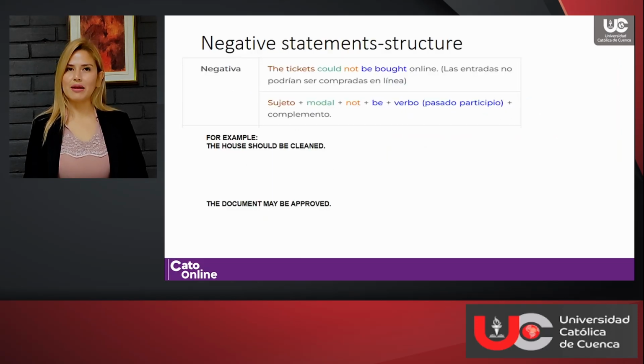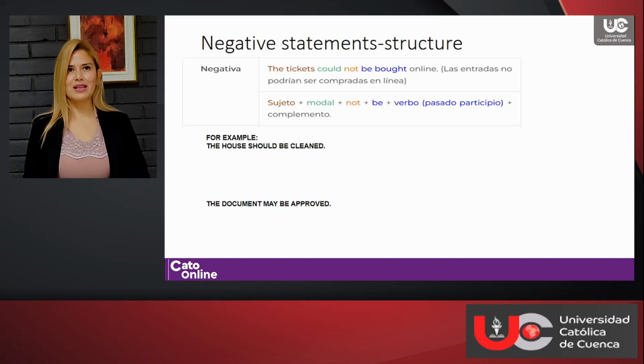In negative statements, we have to follow the following structure. First, here I have the subject, then the modal, then not, then the verb to be, the verb in past participle, and the last part is the complement.